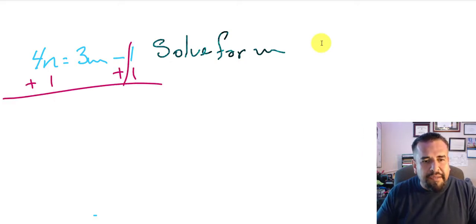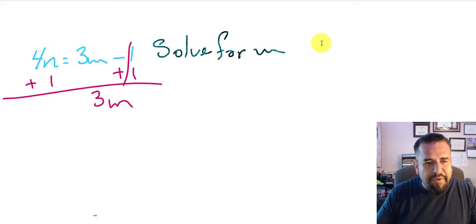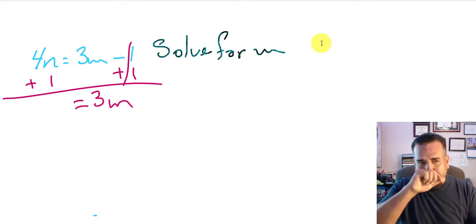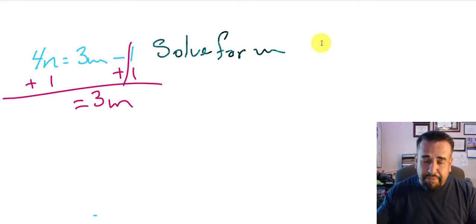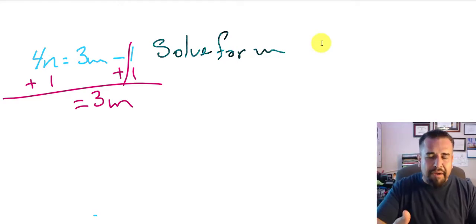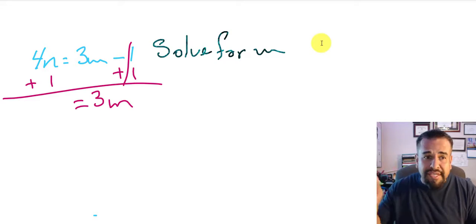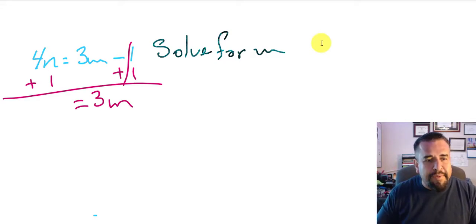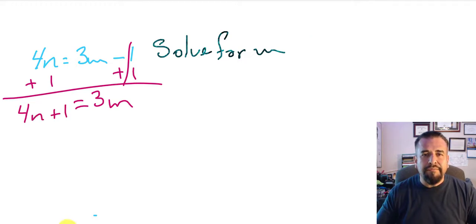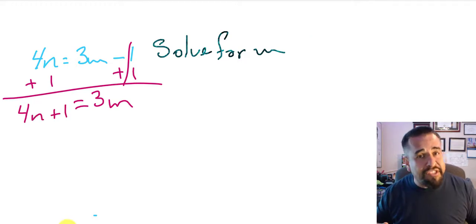Here, this becomes a 0. On this side of the equal sign, I have 3m. I rewrite my equal sign. And remember, I cannot subtract 4n plus 1 or add 4n plus 1. I'm just going to rewrite them horizontally next to each other. So that's basically 4n plus 1. All right? Now, I haven't solved for m yet.